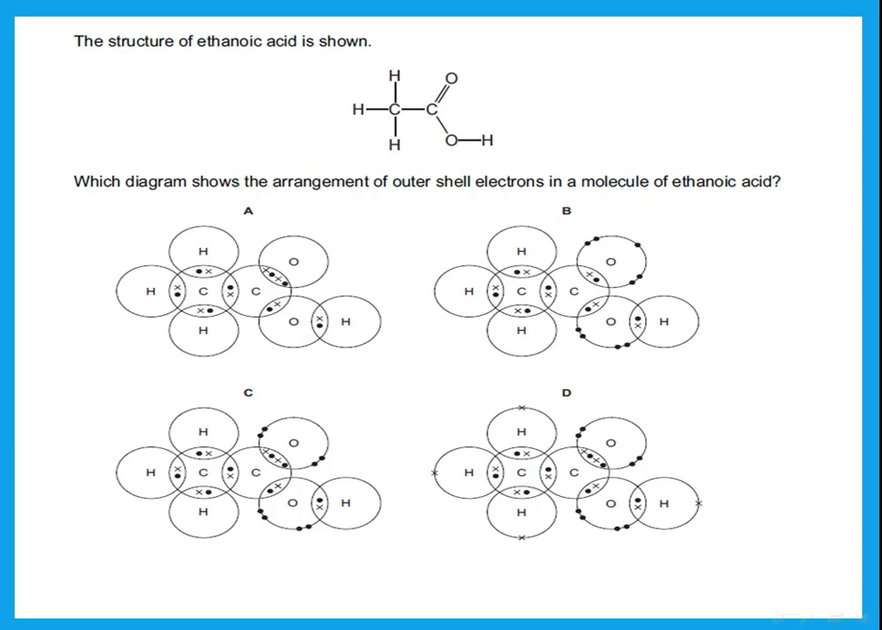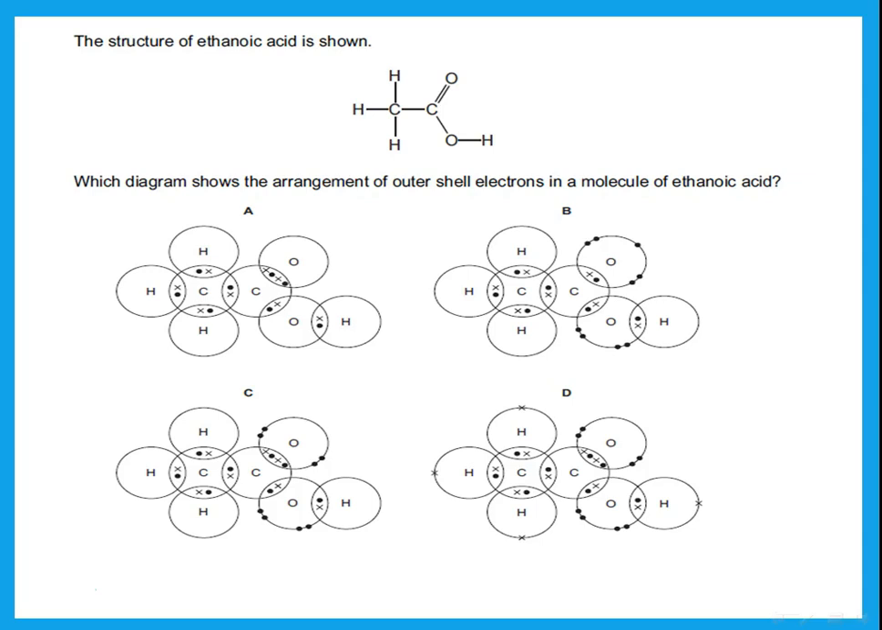Which diagram shows the arrangement of outer shell electrons in a molecule of ethanoic acid? Remember that each line is 1 pair of electrons. A double line, like the one between C and O, means I have 2 pairs of electrons being shared. So, which one is correct? What's wrong with A? Is A correct or wrong?